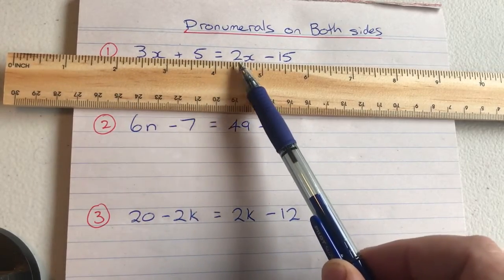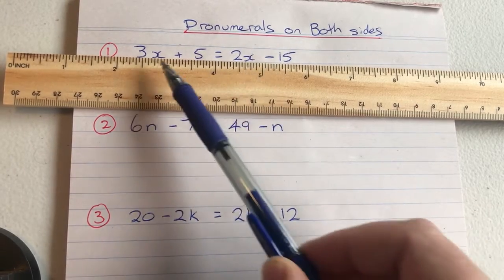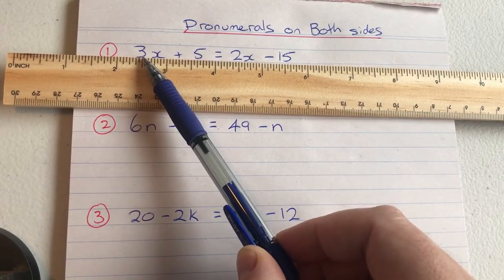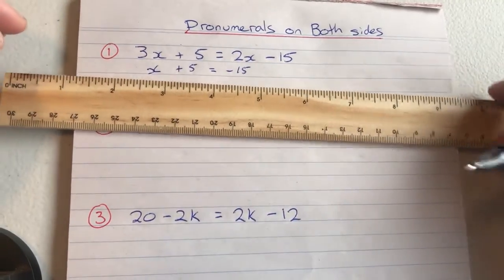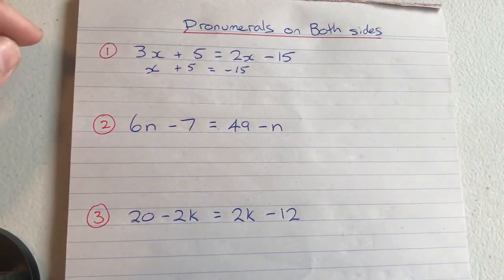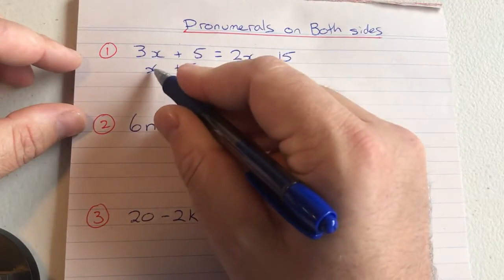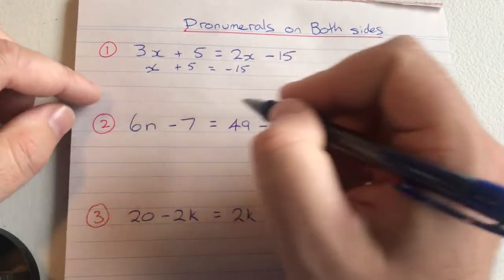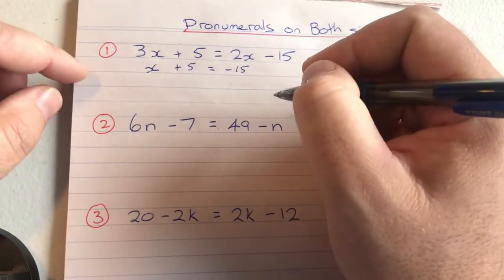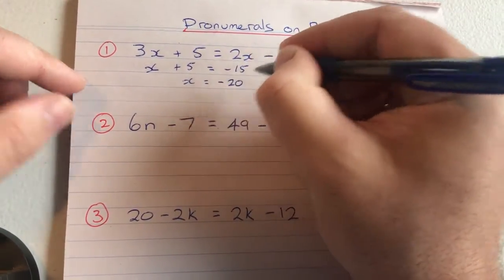So if I subtract 2x from both sides, 2x minus 2x goes to 0. 3x minus 2x is equal to 1x. So I just get left with x plus 5 equals negative 15. Then our last step is, we've already got x by itself, so we just need to move this plus 5 so it's all the way by itself on the left hand side. We subtract 5, we get x is equal to negative 20.